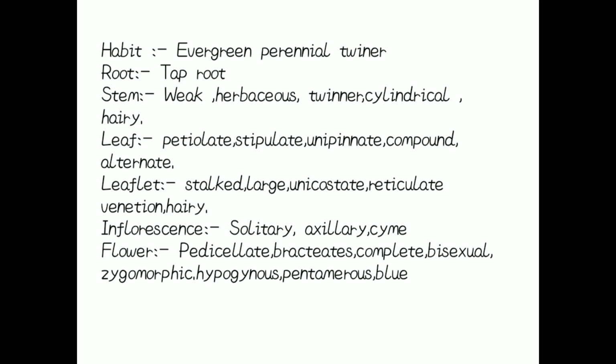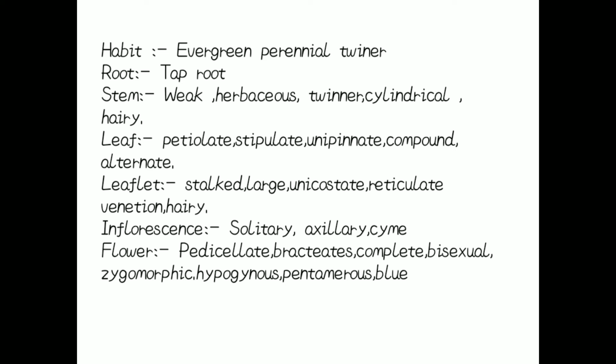Habit: evergreen perennial twiner. The root of this plant is a taproot, and the speciality of this root is that the roots of the butterfly plant show small nodules on the surface of the roots for nitrogen fixation. So we call them nodules.